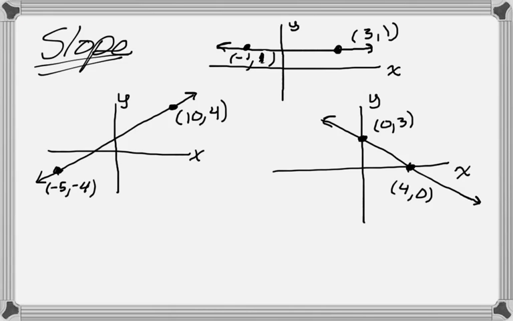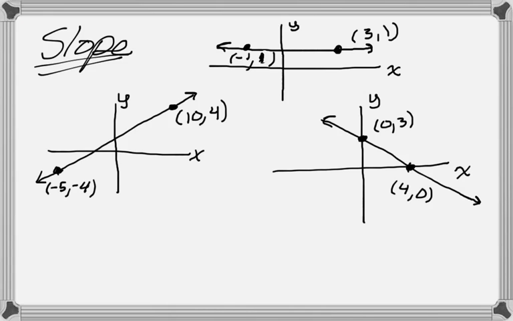So in this picture you can see three lines, one of which neither rises nor falls as you move from left to right. You can see it's going through the point -1, 1 and going through the point 3, 1, so the y value has not changed. That doesn't have any slope at all, so the slope is 0. One of which rises as you move from left to right. So when you move from -5 to 10, the y-coordinate goes from -4 to 4. That is a positive slope.